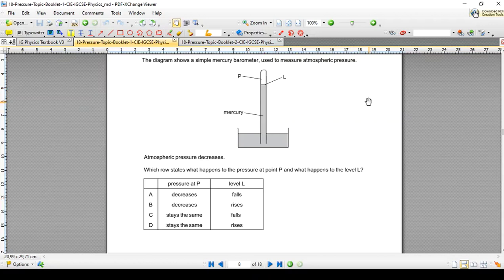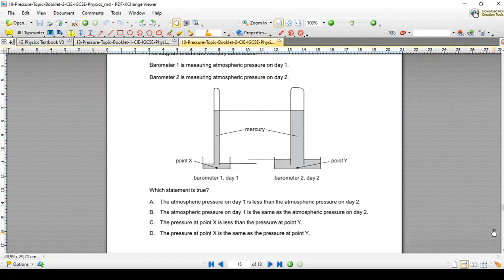We've discussed that before. And here, since you've watched the video of the Mercury Barometer, you can compare the different sizes of the tubes, whether it makes a difference, and the different levels here. They're comparing day 1 with day 2. Two different barometers were used. They were asking about the atmospheric pressure at point X and Y and the pressure of the day.